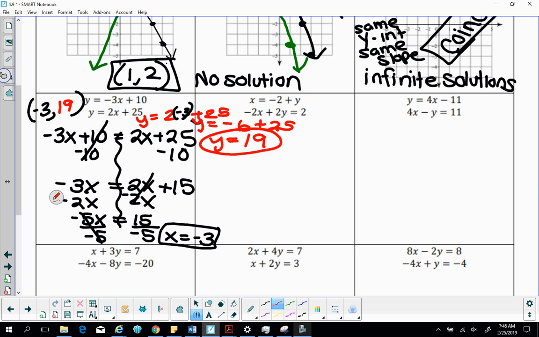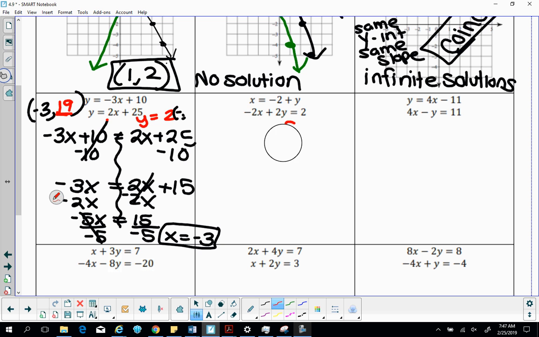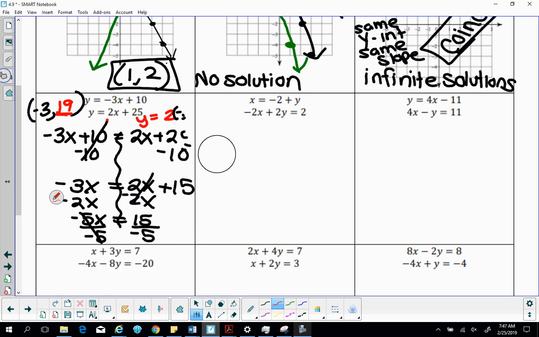Who got that? Give me a thumbs up. How can I check my answer to make sure it's right? Plug it in. So I can plug in negative 3 for both these x's, and I should get y, 19, as my answer. Any questions on that? Okay, I'm going to erase this part of it right here. So let's try the next one.